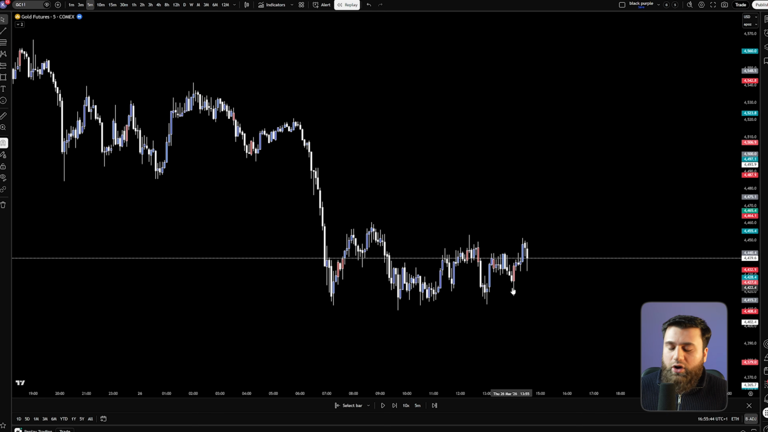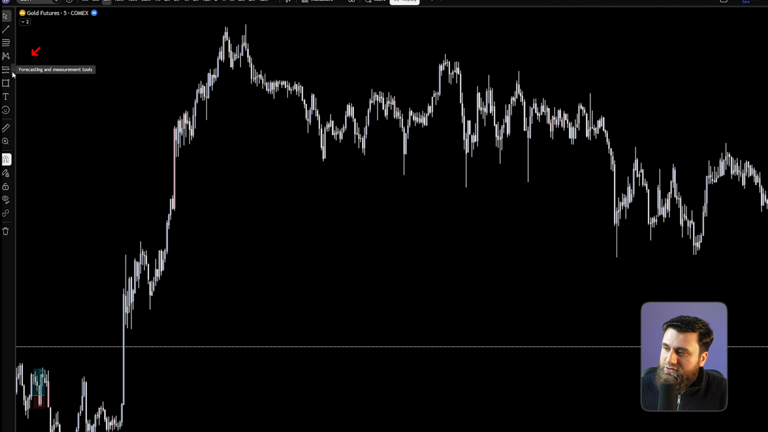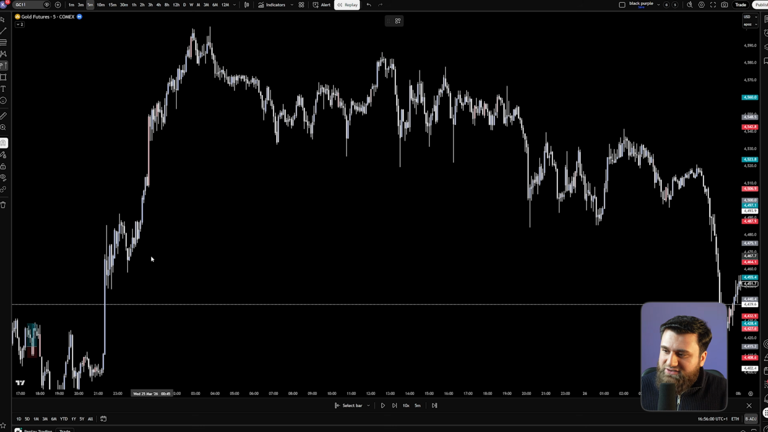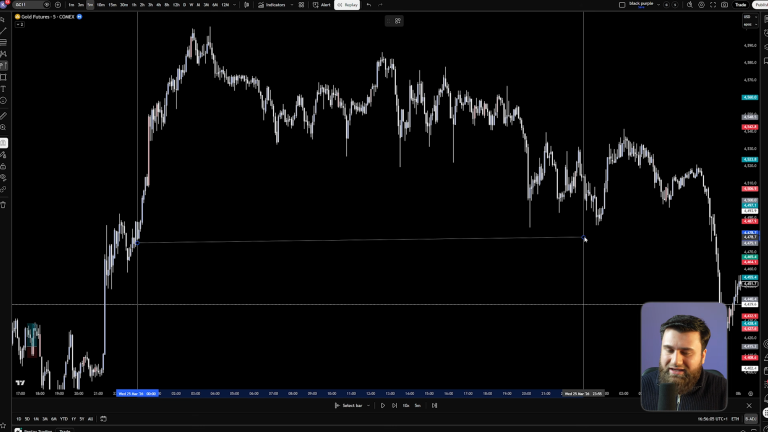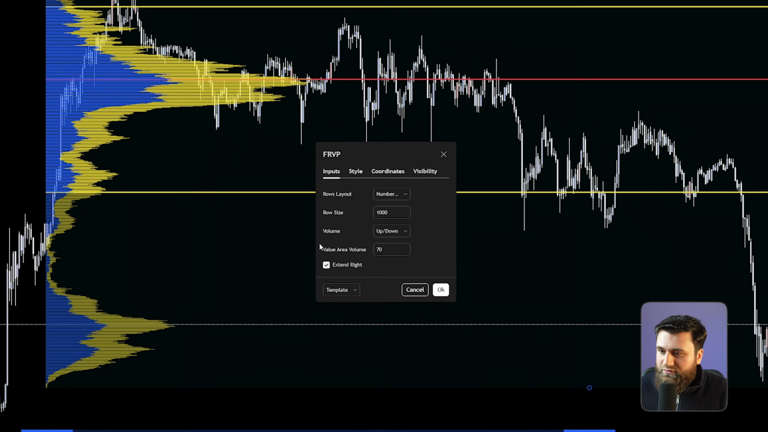Today is Thursday, so I have to draw out the volume profile of Wednesday to have the volume profile of the previous day, right? So we're gonna go ahead here to the left and click here to the top left corner and take the fixed range volume profile. Start from 6 p.m. EST because we need the volume profile of Wednesday, and drag it all the way to market close of Wednesday.